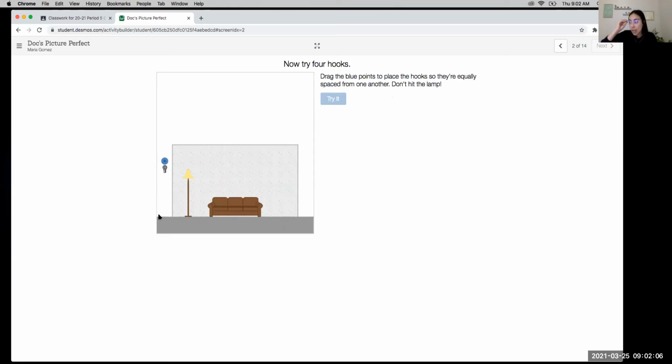So you actually have a new environment, and in this wall, there are some other strategies you can use to make sure that your hooks are evenly spaced. So see if you can use what you're given in this new room, in this new wall, to try to get those. Oh, one of you already got it? Ooh, good job.